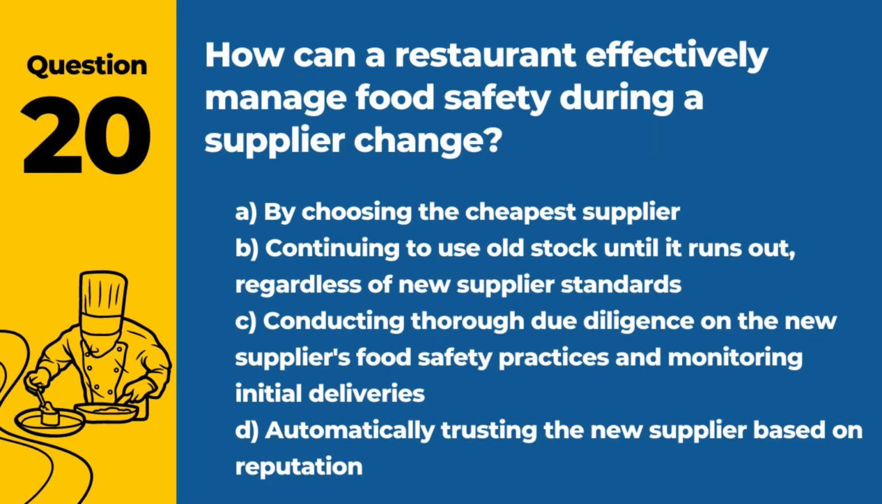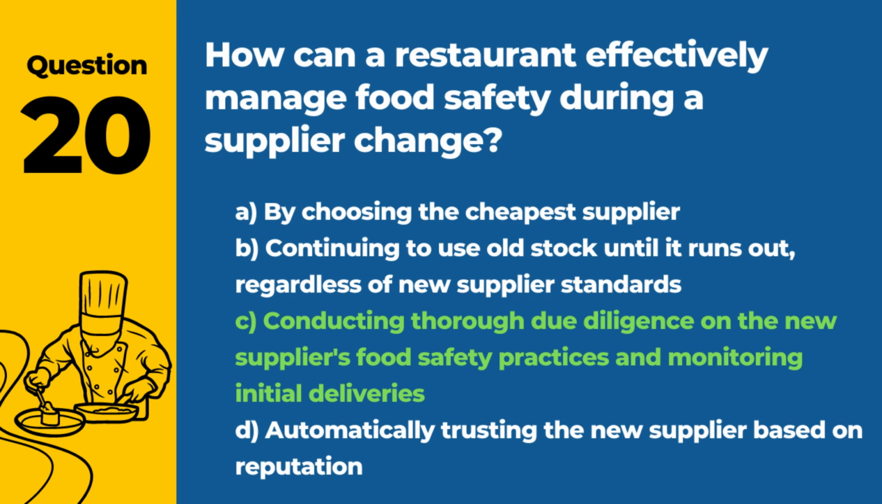Question 20. How can a restaurant effectively manage food safety during a supplier change? A. By choosing the cheapest supplier. B. Continuing to use old stock until it runs out, regardless of new supplier standards. C. Conducting thorough due diligence on the new supplier's food safety practices and monitoring initial deliveries. D. Automatically trusting the new supplier based on reputation.